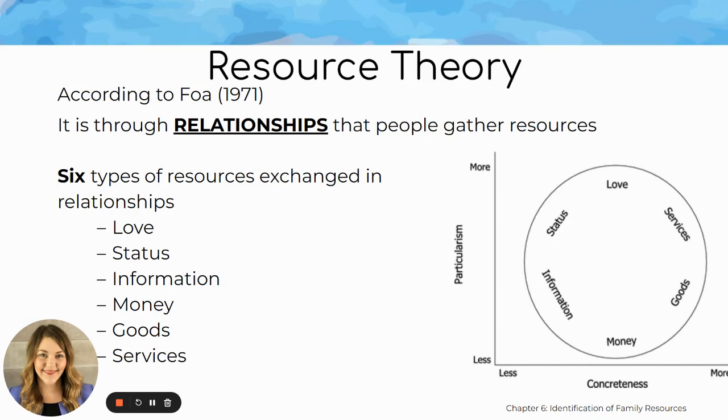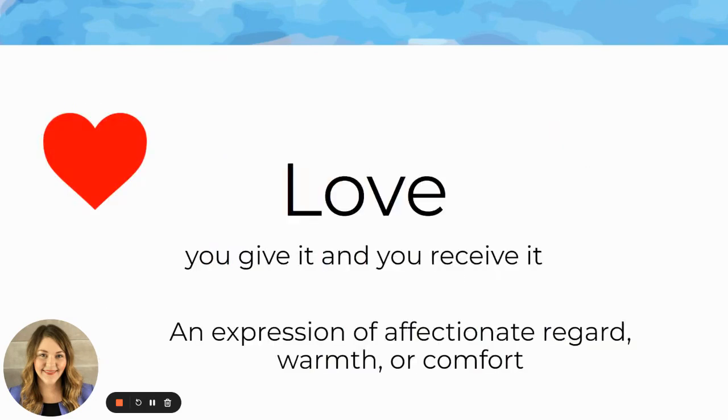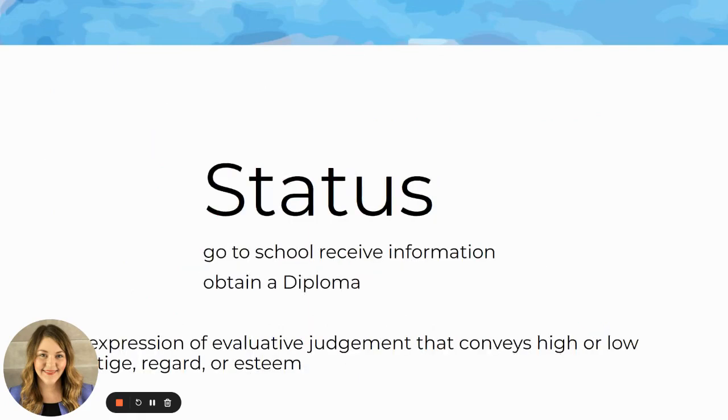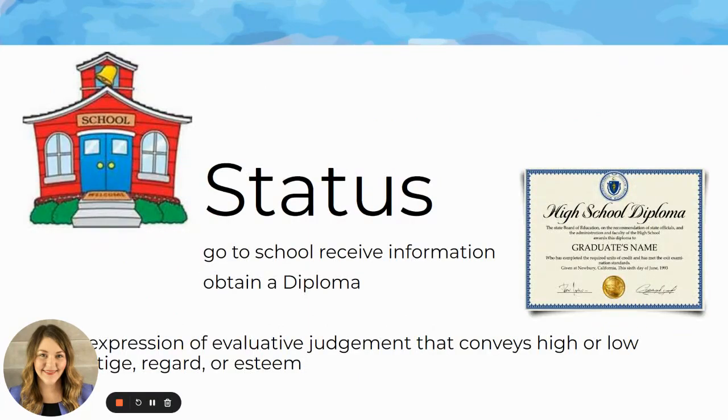There are 6 types of resources that are exchanged, and we're going to go over each of these a little bit more in detail. Those are love, status, information, money, goods, and services. You'll see the picture to the right on the screen that shows the resource theory image. So love, you give it and receive it, an expression of affectionate regard, warmth, or comfort. Status, an expression of evaluative judgment that conveys high or low prestige, regard, or esteem.